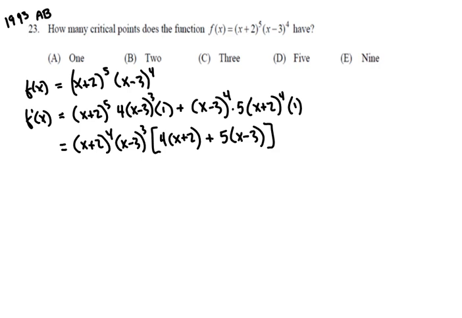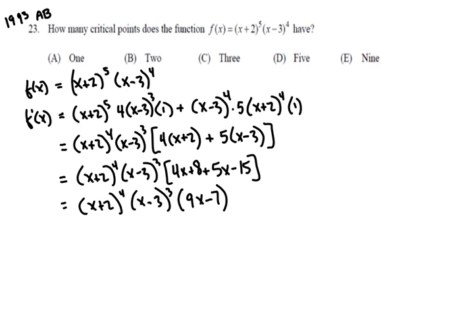So the first two factors there, (x plus 2) to the fourth and (x minus 3) to the third, will have zeros when x is equal to negative 2 and x is equal to 3, respectively. For the third factor, 4 times quantity (x plus 2) plus 5 times quantity (x minus 3), we have to multiply those two out and simplify. And it doesn't really matter what that comes out simplified to. I think in this case it's 9x minus 7. But it doesn't really matter.